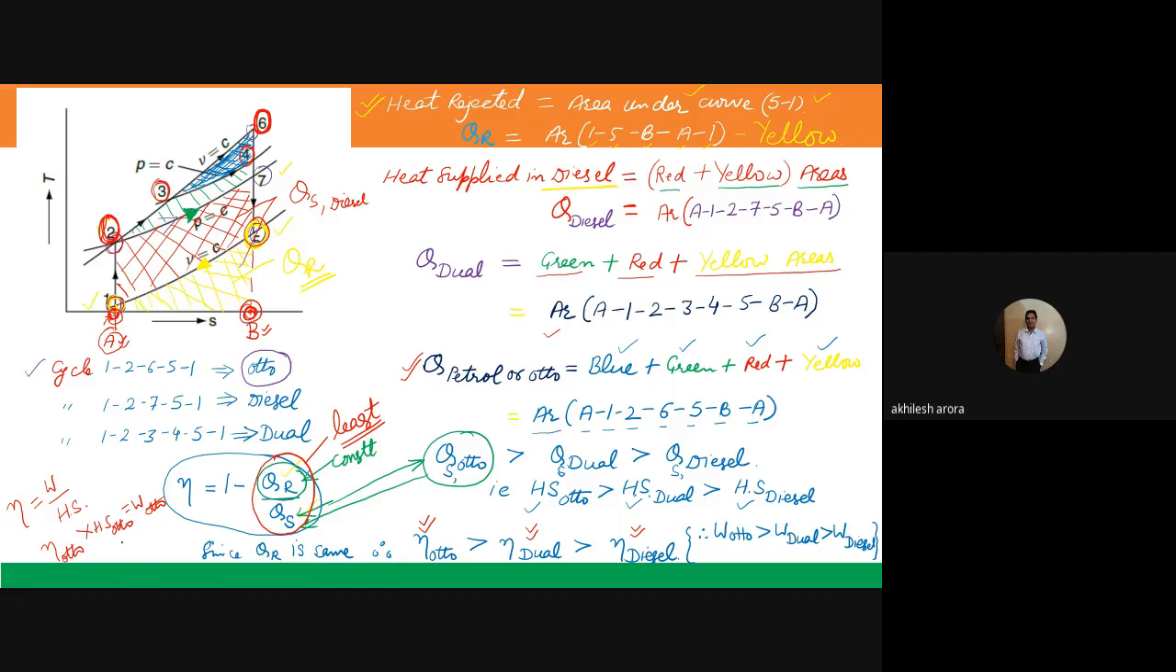So that is why I say the work for the Otto cycle is greater than the work for the dual cycle, which is greater than the work for the diesel cycle. So is it clear to you?